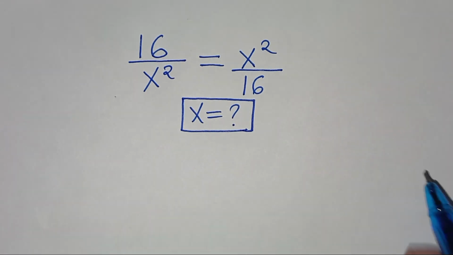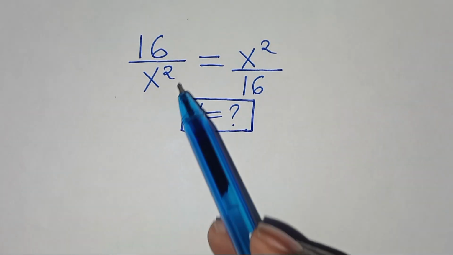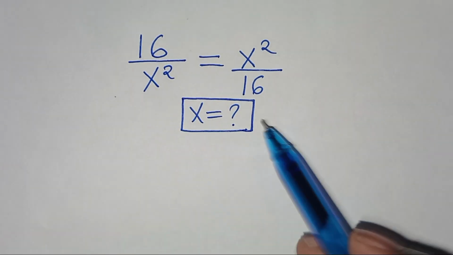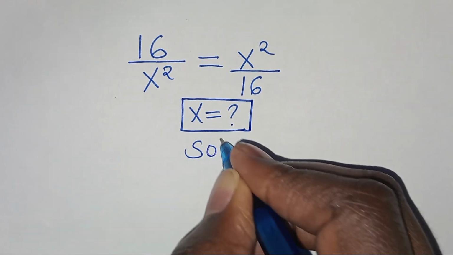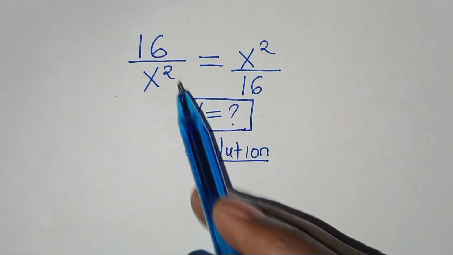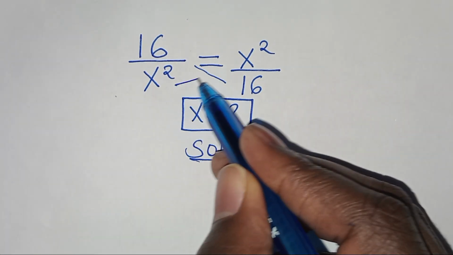You're welcome to solve this nice algebra problem, which is 16 over x squared equal to x squared over 16. What is the value of x? Now, let's provide a solution here. We have that the first step is to cross multiply here.